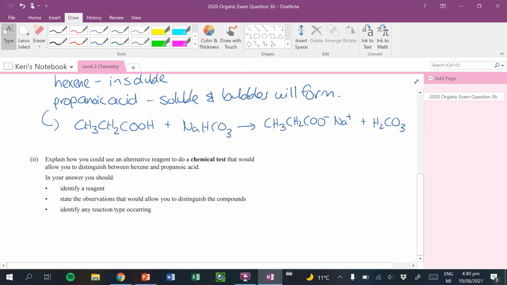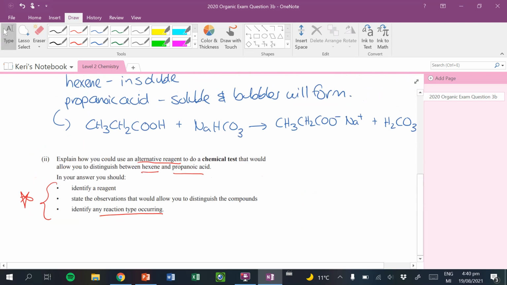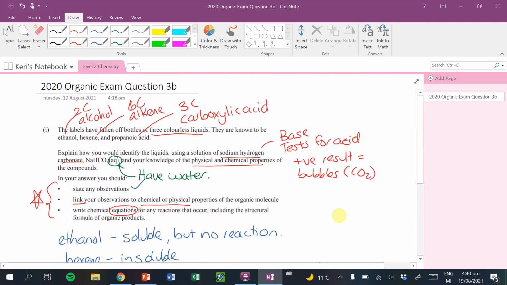The next question here is the next step. So they want you to explain how you could use an alternate reagent to do a chemical test that would distinguish between the hexene and the propanoic acid. So in this case, they have given you free range and you can pick anything you want. Again, make sure you're using these bullet points. Identify the reagent, state the observations, and again, identify any type of reaction occurring. So basically, identifying if it's a substitution, oxidation, neutralization, addition, that sort of stuff is what it's asking for. So that's basically what you're looking at for that question.